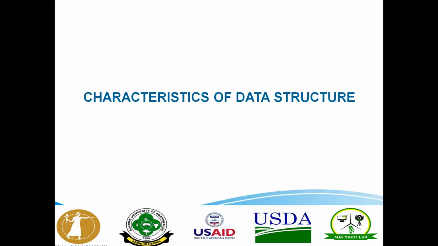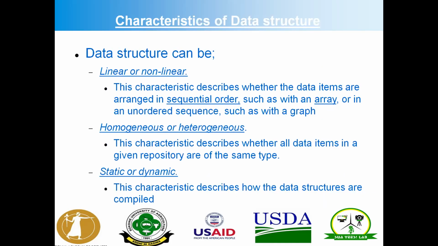We also need to understand the characteristics of data structures. A data structure can be linear or non-linear. By saying a data structure is linear, we mean the data can be stored or arranged in a sequential order. When we say a data structure is non-linear, it means the opposite: the data are not stored in an ordered sequence.